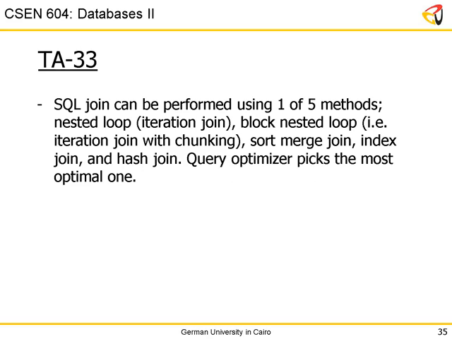SQL join can be performed using one of 5 methods: nested loop iteration join, block nested loop iteration join with chunking, sort merge join, index join, and hash join. Okay, so here I'm differentiating between the 2 types of iteration join, whether you're using chunking or not, because in your textbook, this is how it's spelled out. If we talk about just nested loop, that means there's no chunking. If I talk about block nested loop, that means I have chunking involved in the iteration.